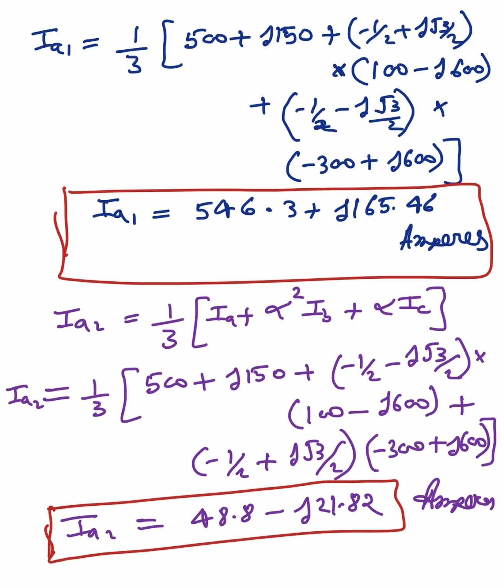I hope you have learned how to calculate the positive sequence, negative sequence, and zero sequence components of currents, for the same phase reference. But if the phase angle varies, then you can easily calculate the positive, negative, or zero sequence voltages and currents.